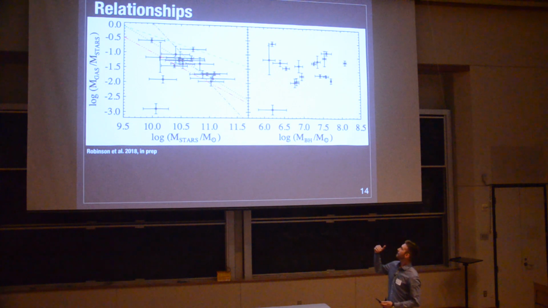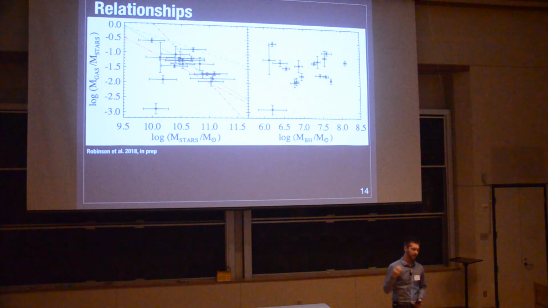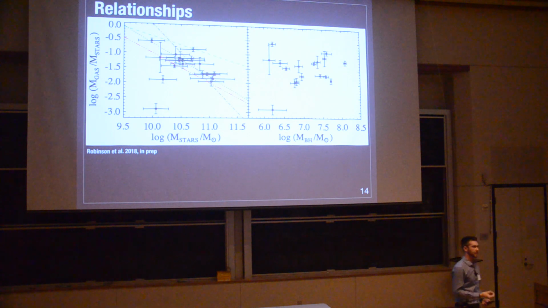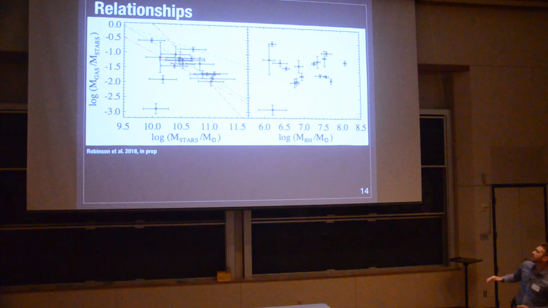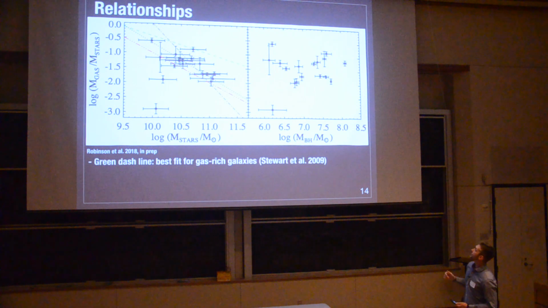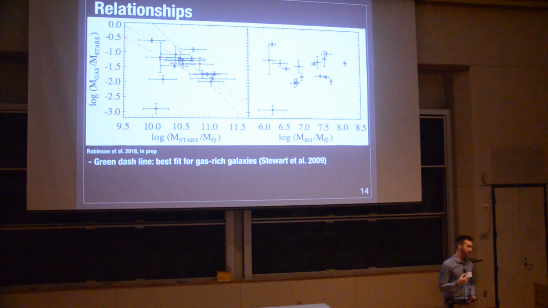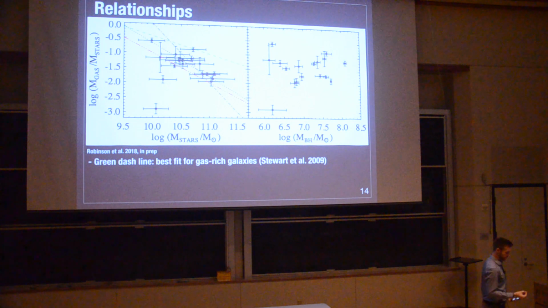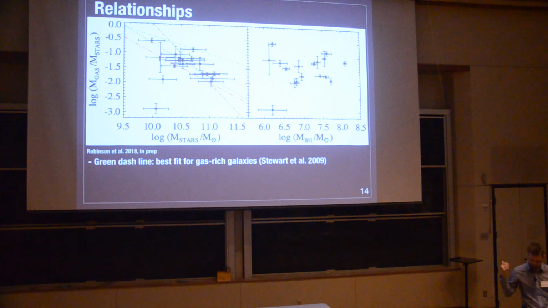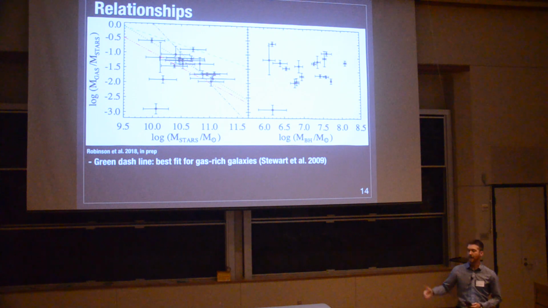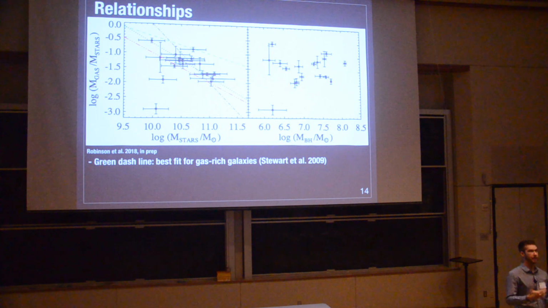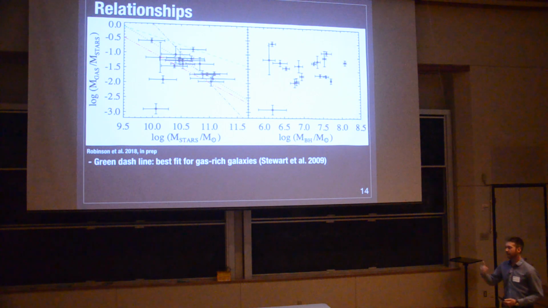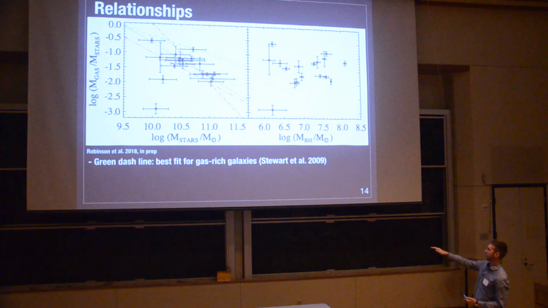So our data is plotted here, and we've plotted a couple of lines that represent different relations to give an idea as to what's going on. The black line is the best fit to our data. The green dashed line is a best fit for gas-rich galaxies that have been quantified by a recent simulation from Stewart 2009, where they used empirical mass relations from a more recent study of nearby galaxies that were very gas-rich and quantified the gas fraction as a function of stellar mass.